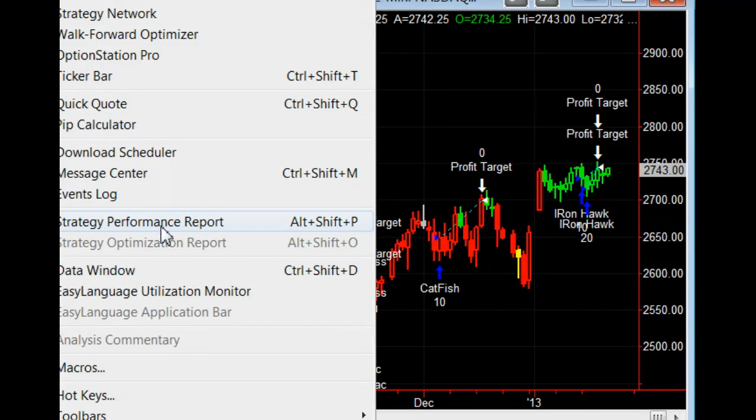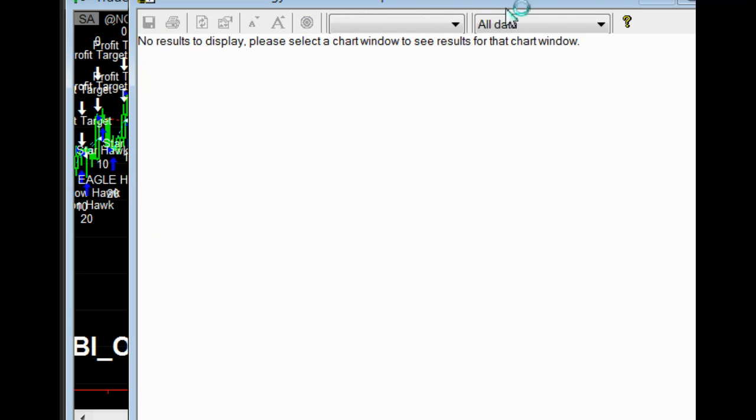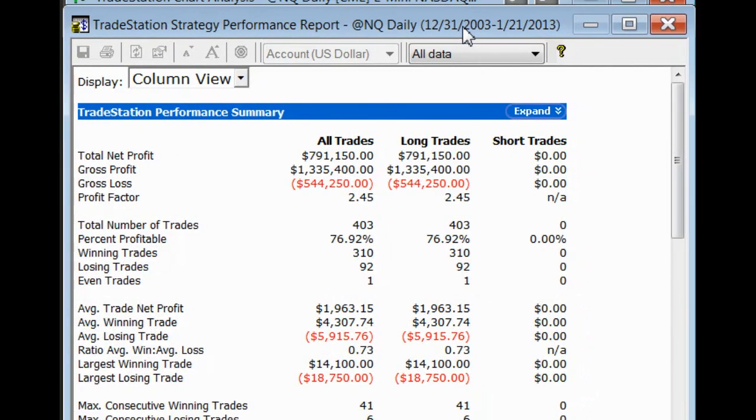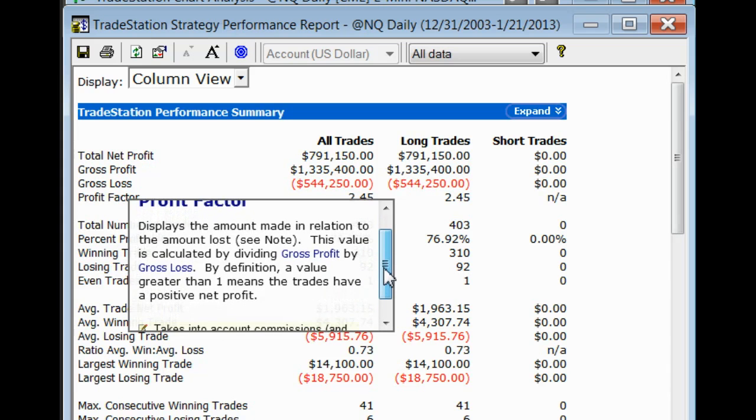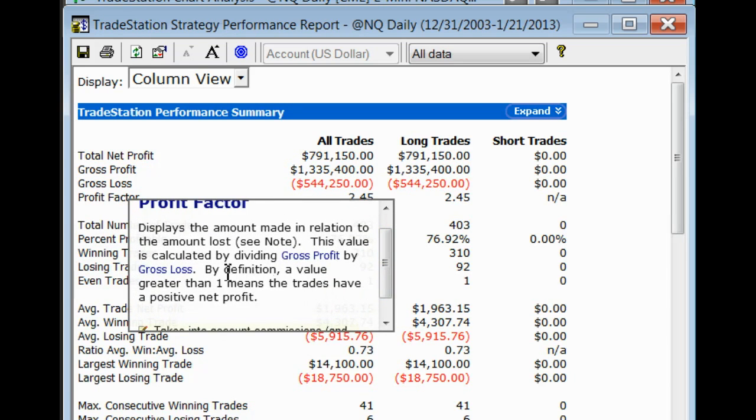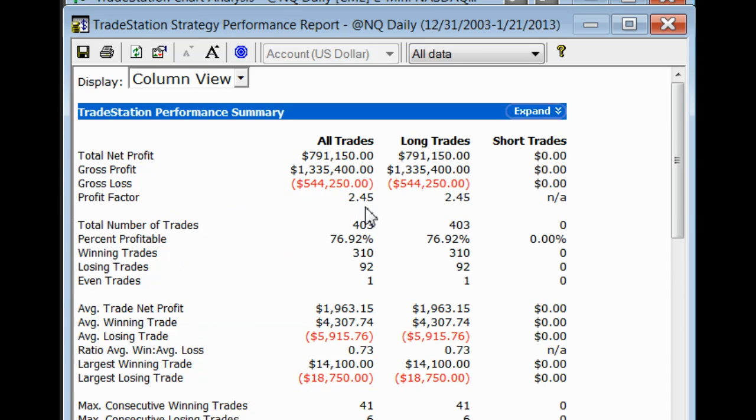Now we can look at a performance report for that particular setup, and it's fairly decent. 77% almost, 2.45 profit factor. And for profit factor definition, we can look right here. It's where you're taking your gross profit, gross loss. Anything over 1 means you have a net gain. So basically winning just almost 2.5 times the losses.